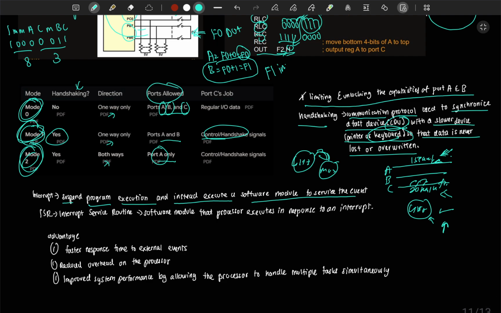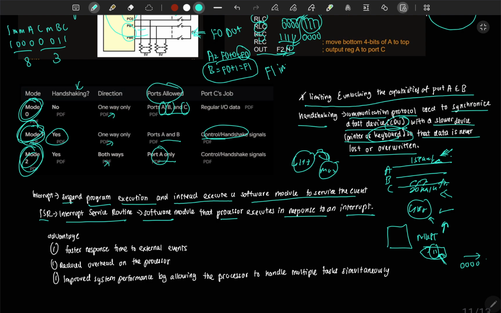Okay, so we have another term called ISR. What does ISR do? Interrupt service routine. It's a software module that the processor executes in response to an interrupt. For example, if I have my MTK85 board and I am running a simulation or a game, and I press a button to pause it, then while the pause button is being serviced, maybe I am running an LED light.